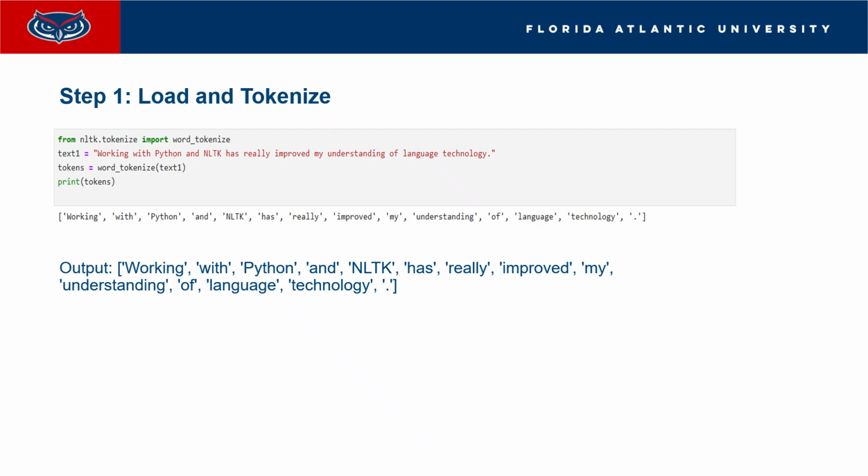Everything is an individual token. Why do we do this? Because NLP models can't directly process long sentences. They work best when language is split into smaller units, words or phrases.